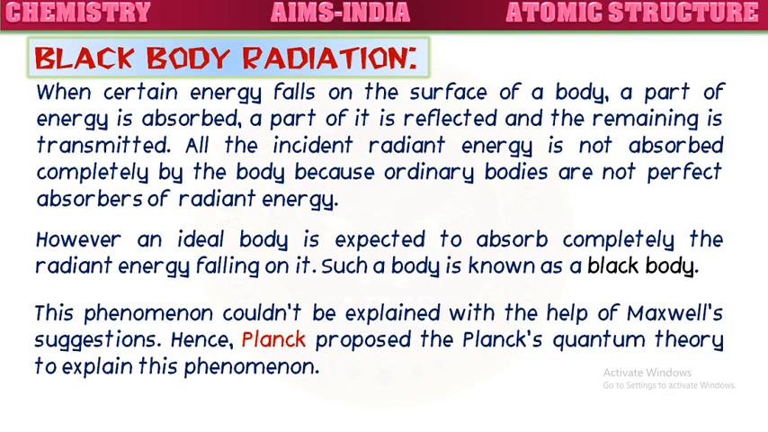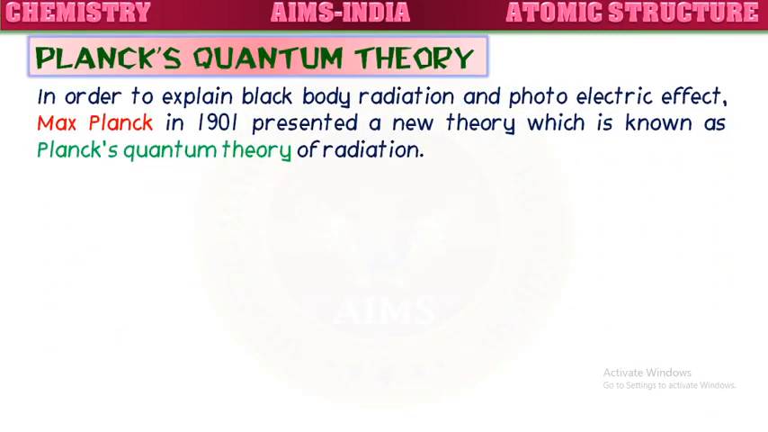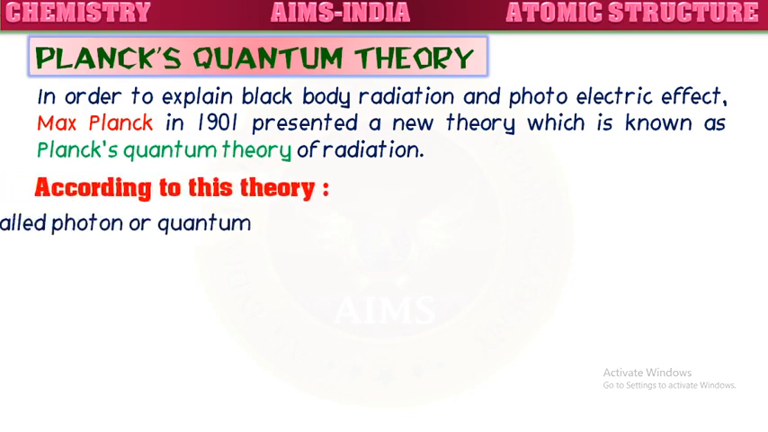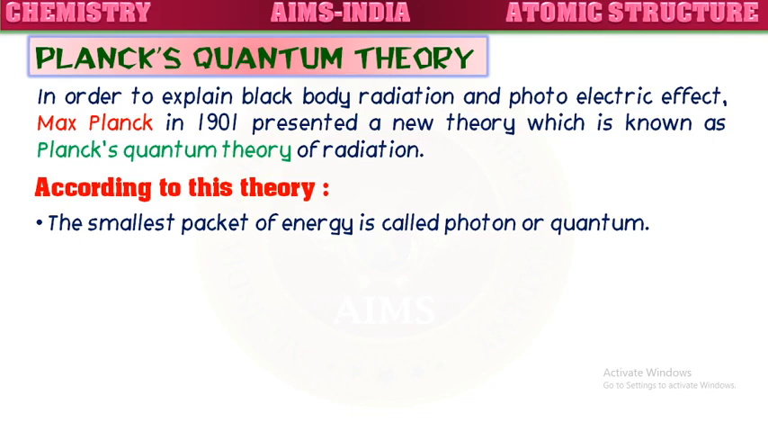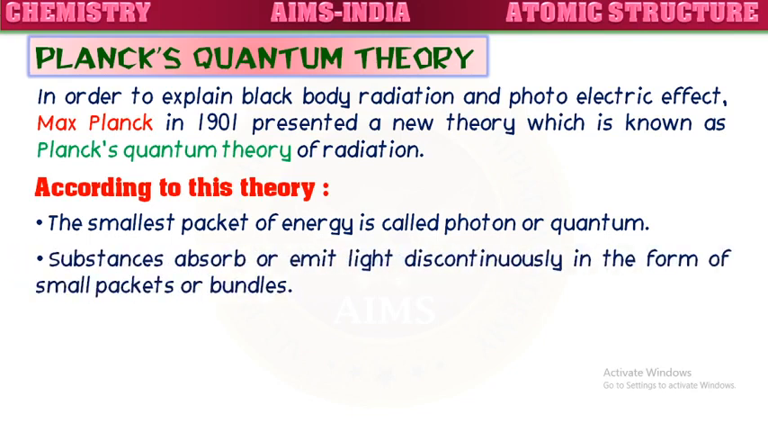This phenomenon could not be explained with the help of Maxwell's suggestion. Hence, Planck proposed Planck's quantum theory to explain this phenomenon. In order to explain blackbody radiation and the photoelectric effect, Max Planck in 1901 presented a new theory which is known as Planck's quantum theory of radiation. According to this theory, the smallest packets of energy are called photons or quanta. Substances absorb or emit light discontinuously in the form of small packets or bundles.